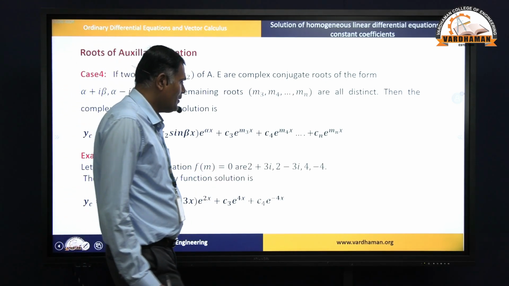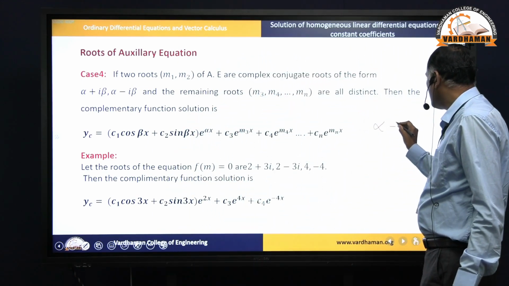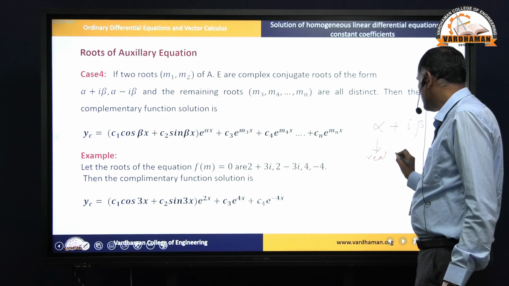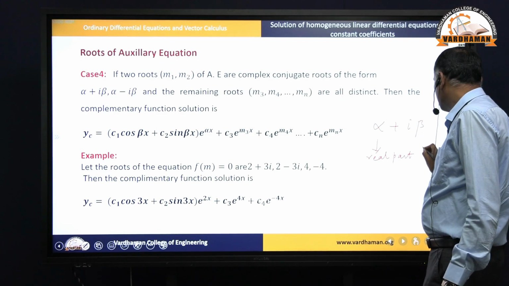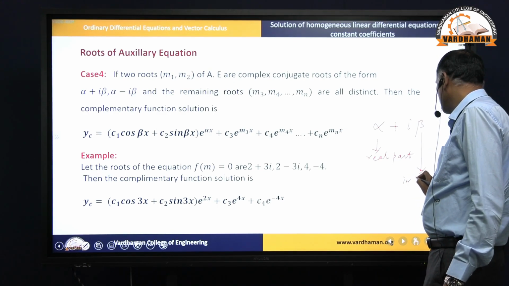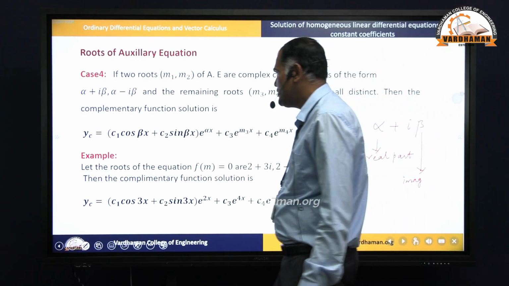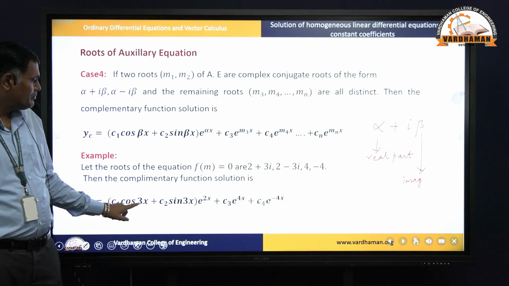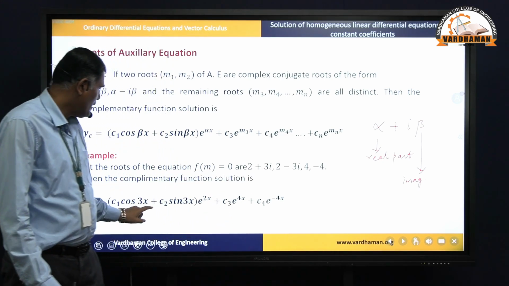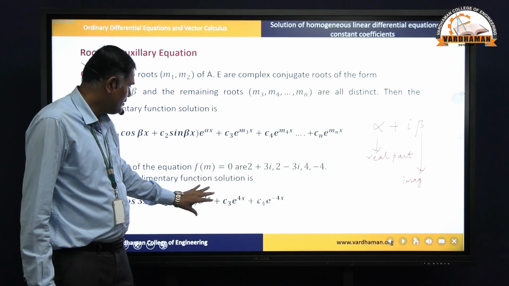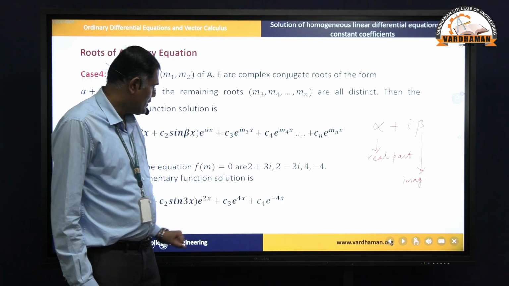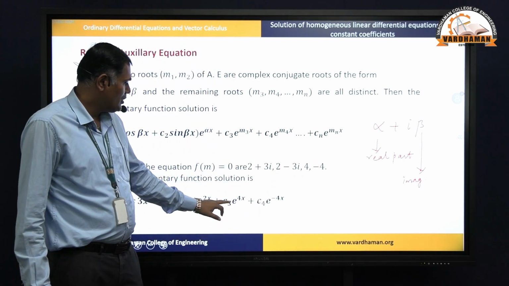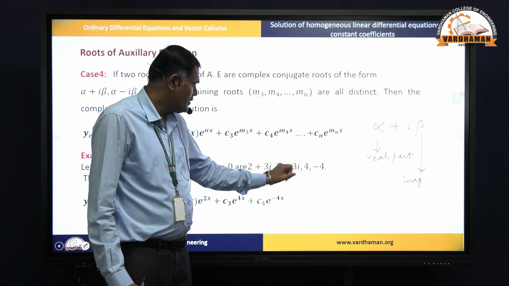Here the real part is alpha. This alpha is called the real part, and this beta is called the imaginary part. Here we write e power alpha x into c1 cos beta x, where beta is 3, plus c2 sin beta x. Now this is the solution corresponding to these complex roots. Now this is corresponding to the distinct and real roots: c3 into e power 4x plus c4 into e power minus 4x.